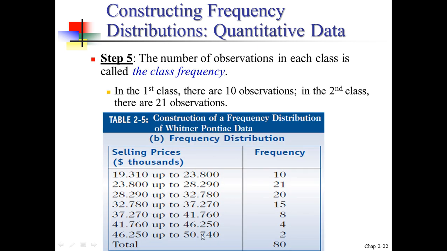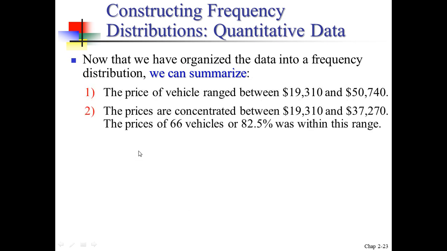L1 to H7. So based on this table, we can say that no car sold with a lower price than this one or a higher price than this one. No car sold last month with a lower price than this one or higher price than this one. So all cars must have sold last month within these prices, from 19,000 to 50,700 something. Okay, this is the range.